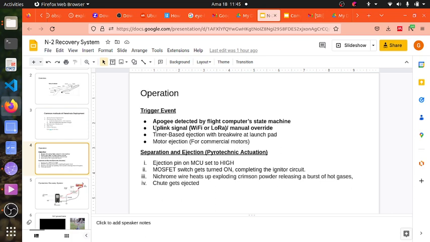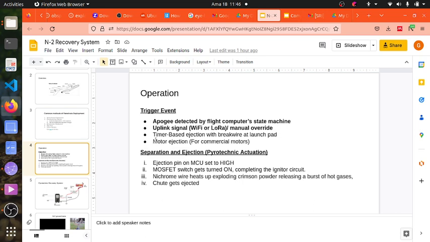The second way to know to deploy the parachute is an uplink signal via Wi-Fi or LoRa technologies. It's also commonly known as manual override, where from the ground station you deploy the parachute by the touch of a button. So this has been worked on by last year's telemetry team. They worked on Wi-Fi manual override using the MQTT protocol. We as the recovery team last year worked on LoRa manual override. However, we did not get to test it on the flight, but we did quite a number of ground tests.